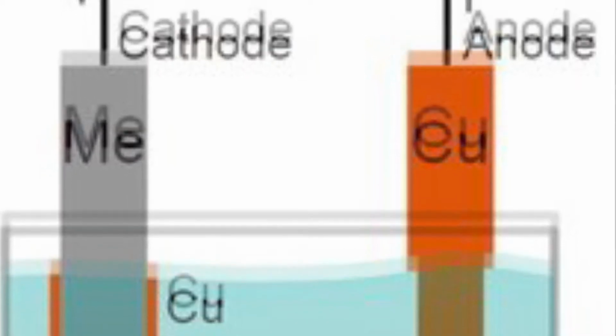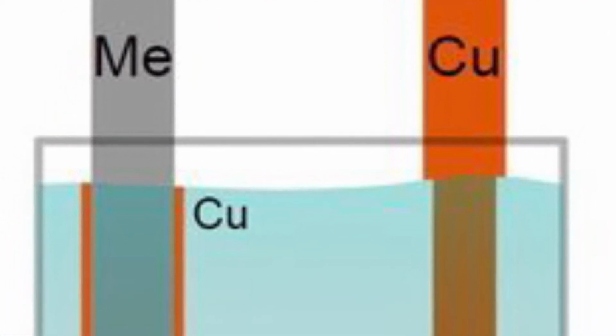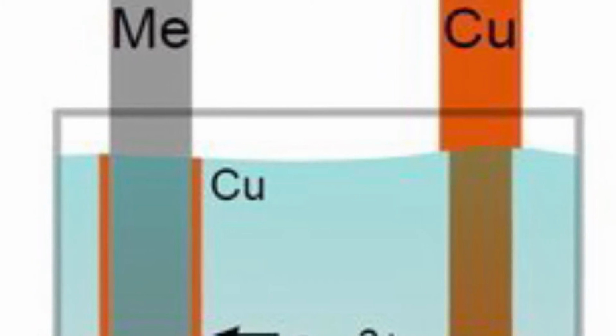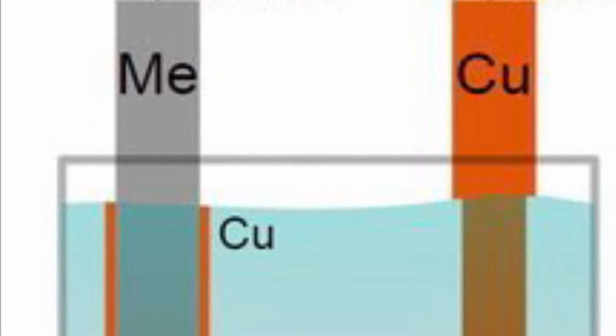So total current may be given by I is equal to current due to the positive ions plus current due to the negative ions. But never are these two currents equal to each other.